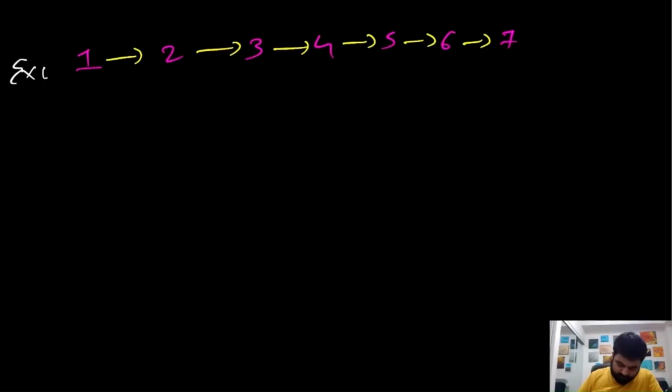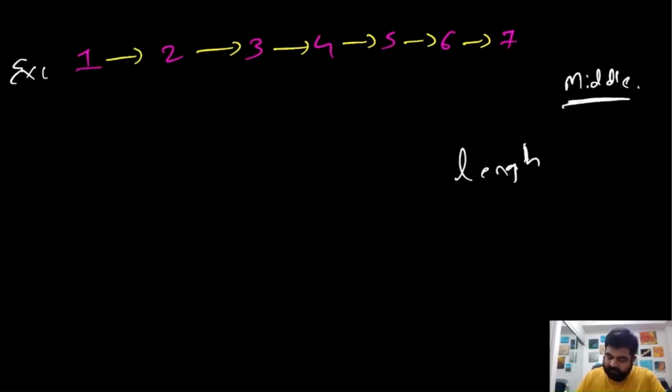Suppose we are given an example like this, and we need to find the middle value of this linked list. In order for us to find the middle value, first of all, we need to find the total length of this linked list. And in order to find the length, we will have to iterate over this linked list. That is a given fact, right? But the thing is, even when we find out the length, it is not easy to get the middle value. Why? Because this is a singly linked list.